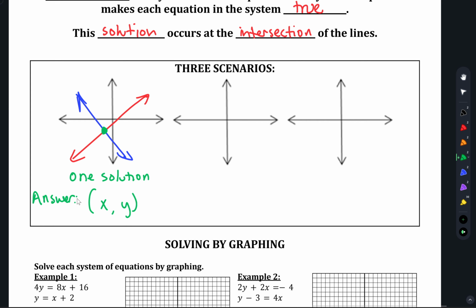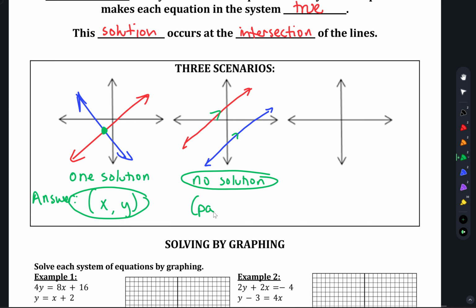We have some other scenarios that we see a lot of the time. Another scenario we might see would be something like this, where our two lines never intersect. What do we call two lines that never intersect? Parallel. That's one of our vocab words from last unit. So if two lines are parallel and they never intersect, then they never overlap, we have no solution. So the answer that we would write, instead of a coordinate point, we would write no solution. And this happens when we have parallel lines.